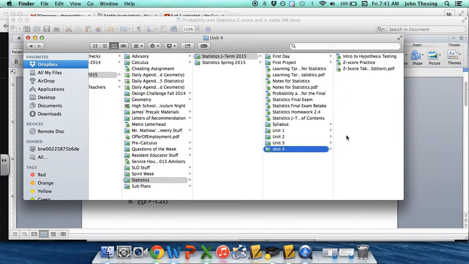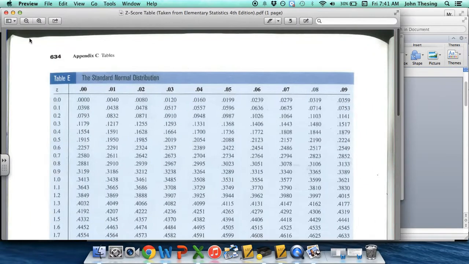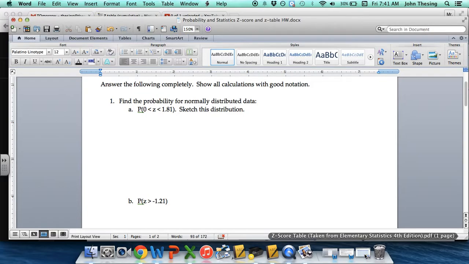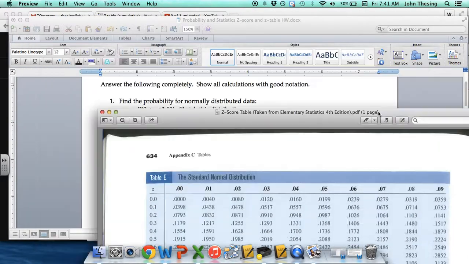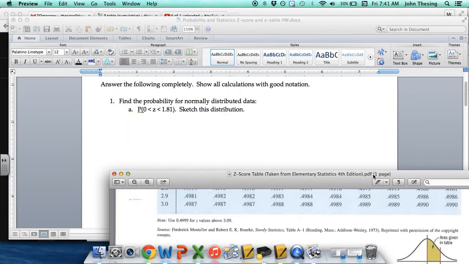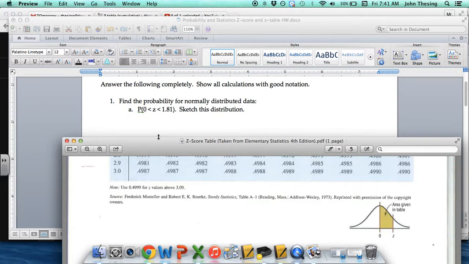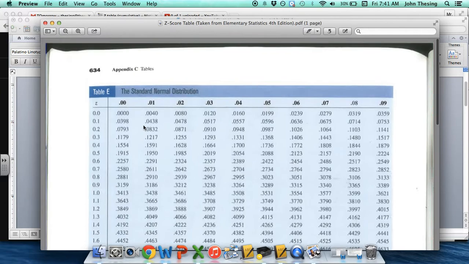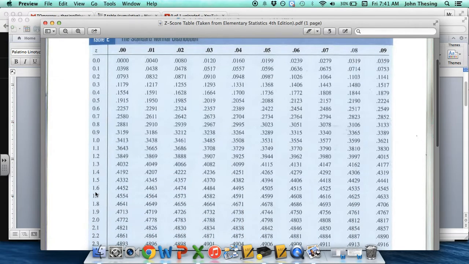So all we're going to do on this is look up in the z-score table a z-score of 1.81, and then figure out what is the probability that my z, if I randomly pick a z-score, is between 0 and 1.81. That's what this notation means right here. So really all we need to do is look up a z-score of 1.81. So if we look up here, 1.8, this is 1.80, this is 1.81 right here. So that would be 46.49%.